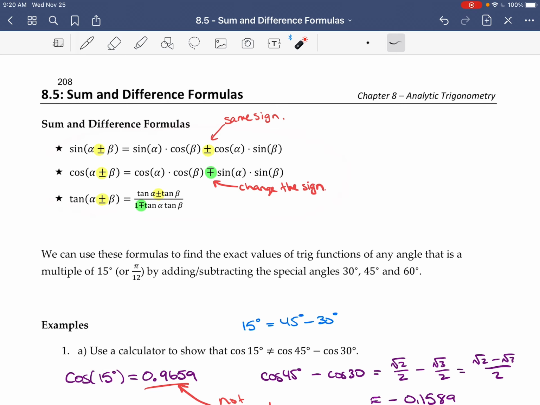So sine of alpha plus or minus beta is sine of alpha times cos of beta plus or minus cos of alpha times sine of beta. Cosine of alpha plus or minus beta is cosine alpha cosine beta minus plus, so change the sign, sine alpha sine beta. Tan of alpha plus or minus beta is tan of alpha plus or minus tan of beta, divided by 1 minus plus tan of alpha tan of beta.